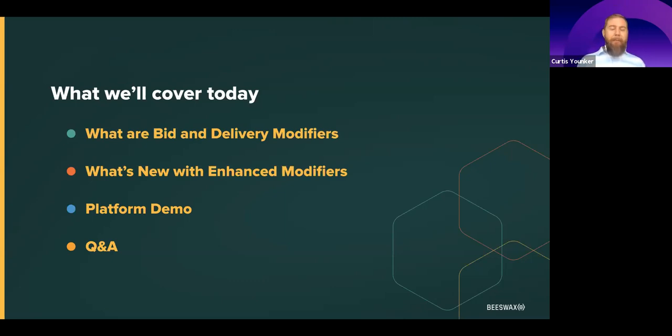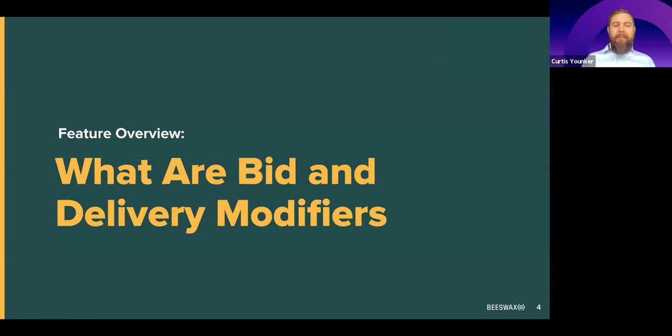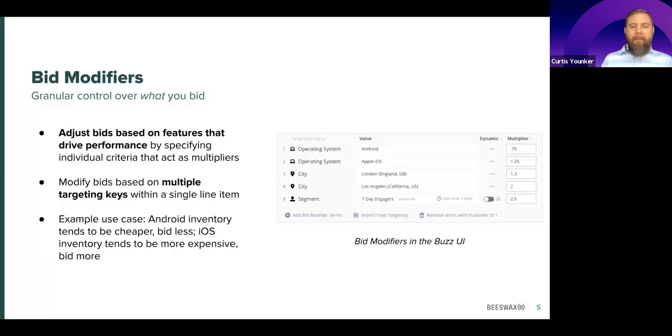Just to get started, I want to give a quick overview of what bid and delivery modifiers actually are. At the highest level, bid modifiers allow customers to adjust the bids, the prices that they're paying for inventory, higher in some cases, lower in other cases. And delivery modifiers are tools that allow our customers to decide where they want to spend their budget, either at a campaign or a line item level. We'll dig into what that actually means, but I want to start out with bid modifiers.